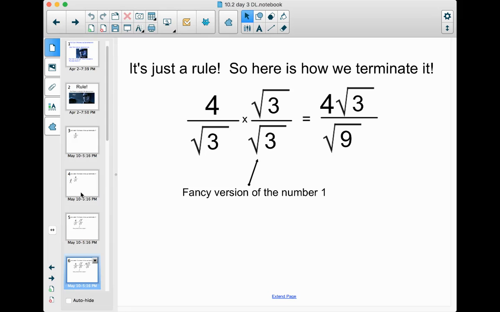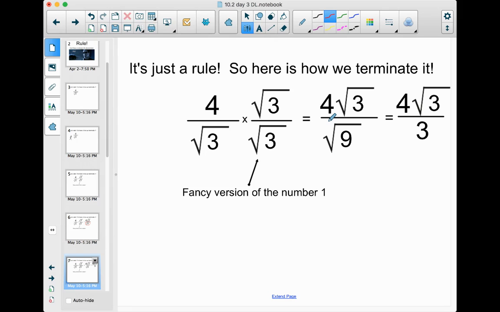All right, and that's going to automatically give me a perfect square on the bottom since I multiplied a number by itself. And we know that the square root of 9 right there is just 3. So I can calculate that and I get 3. Now notice how I don't have a square root in the bottom anymore, and that is called rationalizing the denominator.